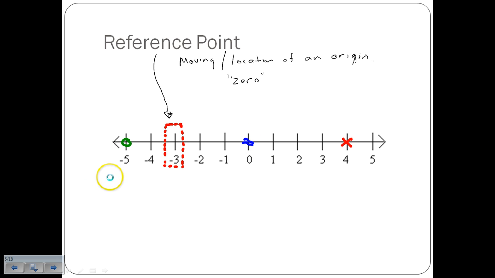If I wanted to write those positions again, I would have different numbers. Now the red X position would be something, the blue squiggly position would be something, and the green circle would be something. See if you can take a look. The positions relative to this reference point, what are the positions of each of these? I'm going to give you about 10 seconds to think about that.